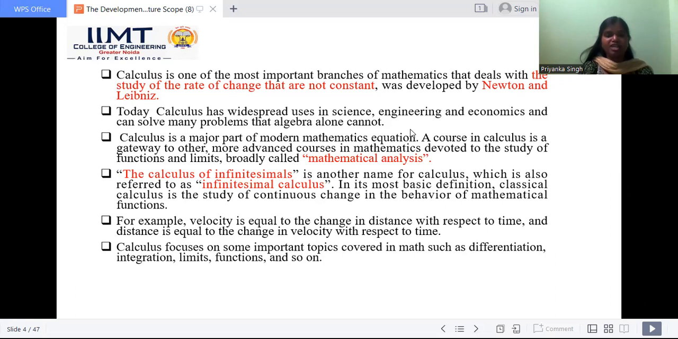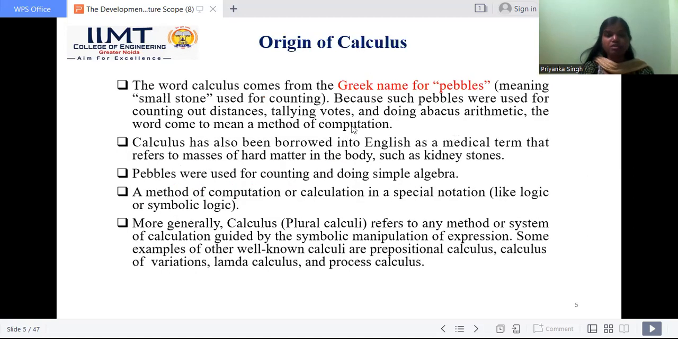For example, velocity is equal to the change in distance with respect to time, and acceleration is equal to the change in velocity with respect to time. Calculus focuses on some important topics covered in math such as differentiation, integration, limits, functions, and so on. Next, I discuss the origin of calculus.